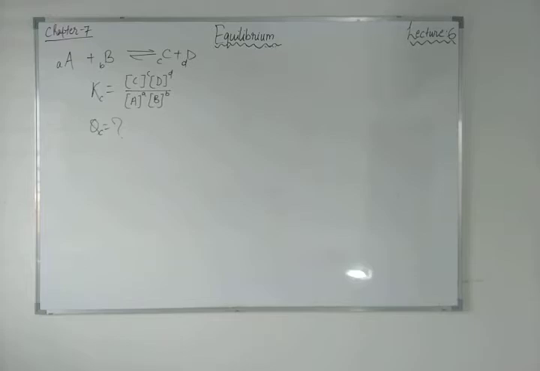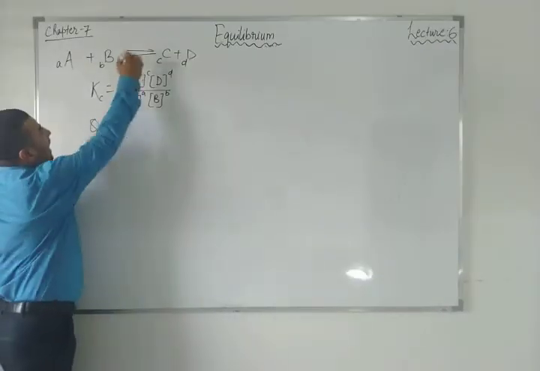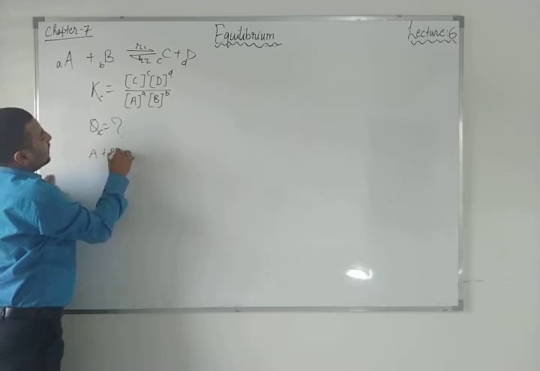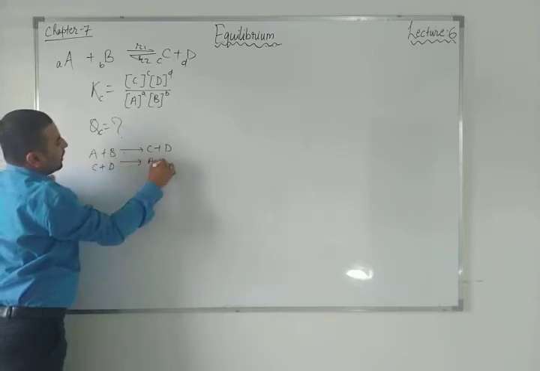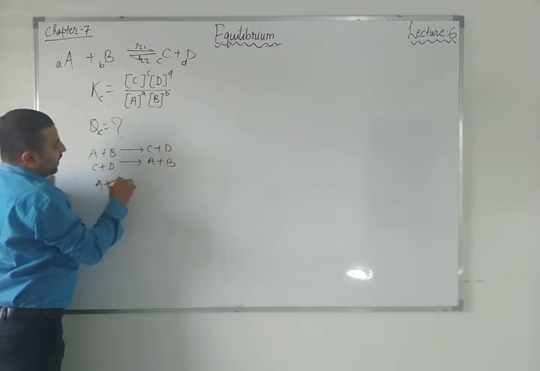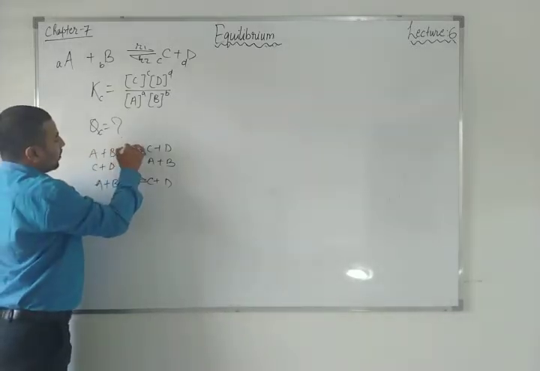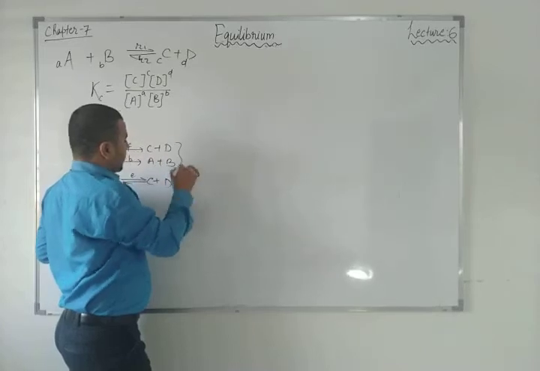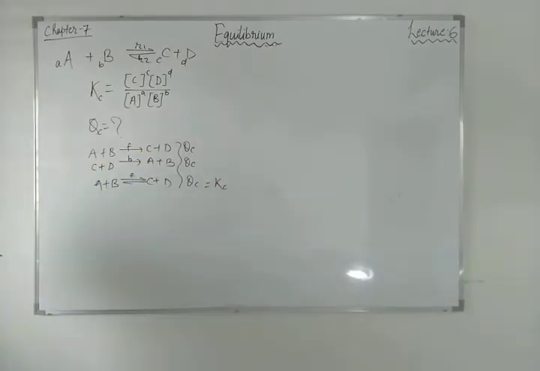And when Qc is equal to Kc, the reaction mixture is already at equilibrium. So A plus B going to C plus D is your forward reaction, and C plus D going to A plus B is your backward reaction. And when A plus B is in equilibrium with C plus D, there are three states: forward reaction, backward reaction, and equilibrium. In equilibrium, Qc will be equal to the equilibrium constant Kc.